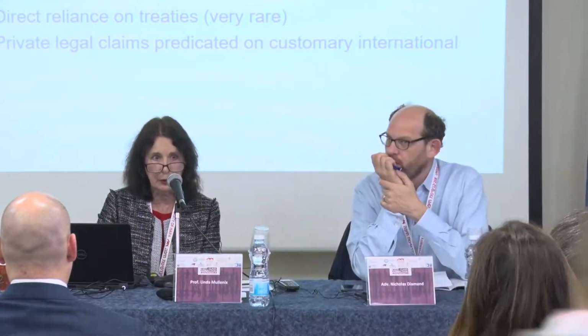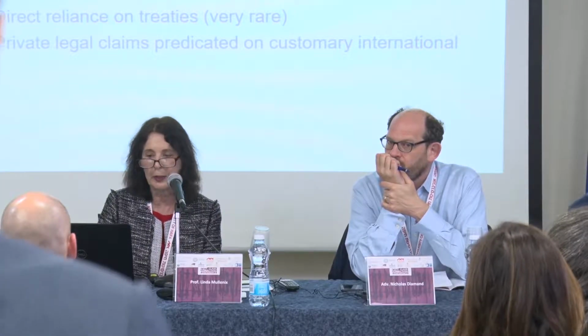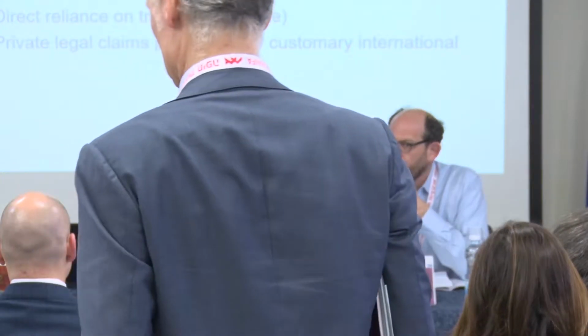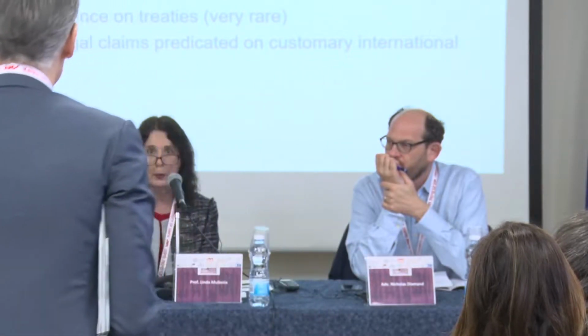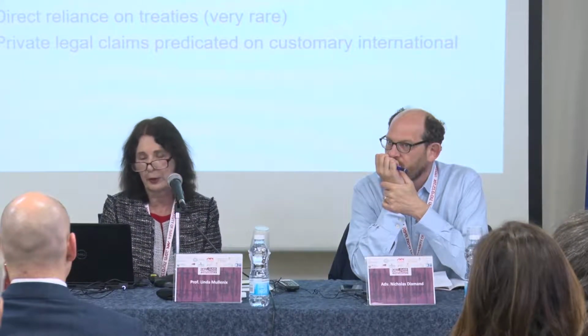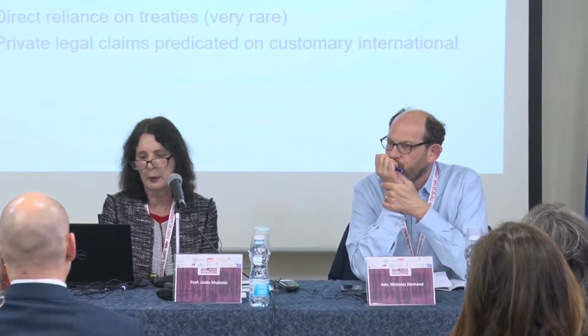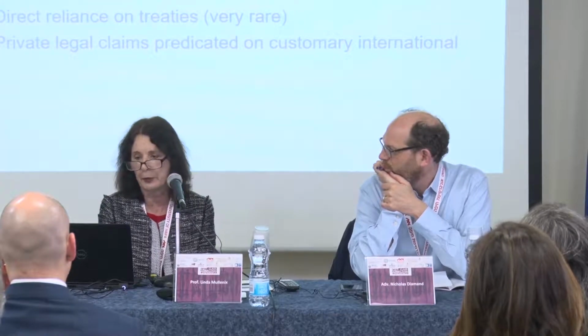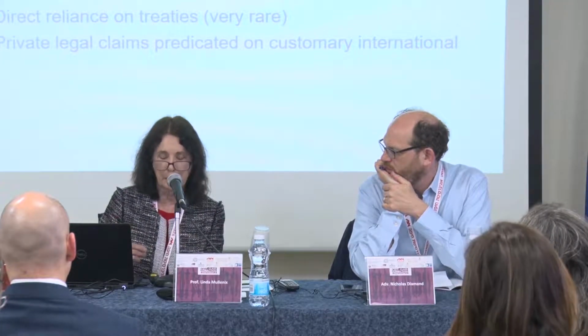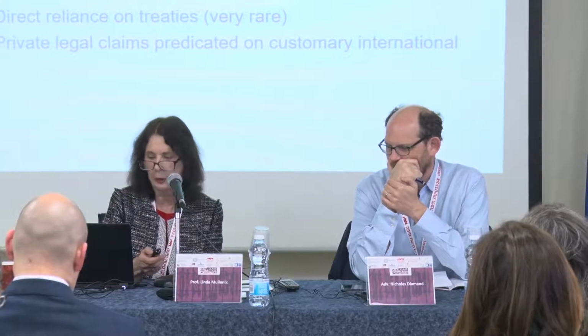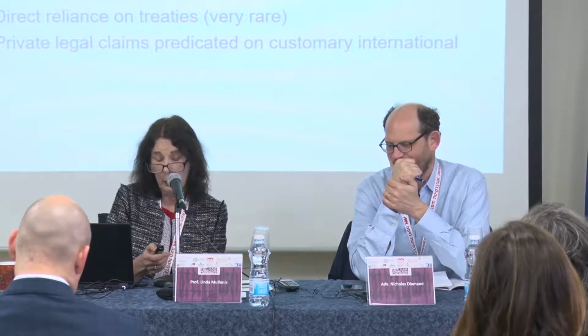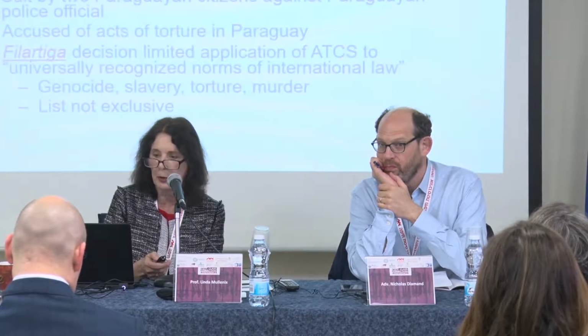The first is the Alien Tort Claims Statute, and the second, more recently enacted, is the Torture Victims Protection Act. Another possible way of getting human rights class actions in the United States would be reliance directly on treaties, but that's very rare, and I don't know of any cases where that was invoked. And then claims based on customary international law, but again, I don't know of any cases that went forward on that basis. So I want to briefly tell you about these statutes because they were the jurisdictional basis for these human rights actions in American courts.